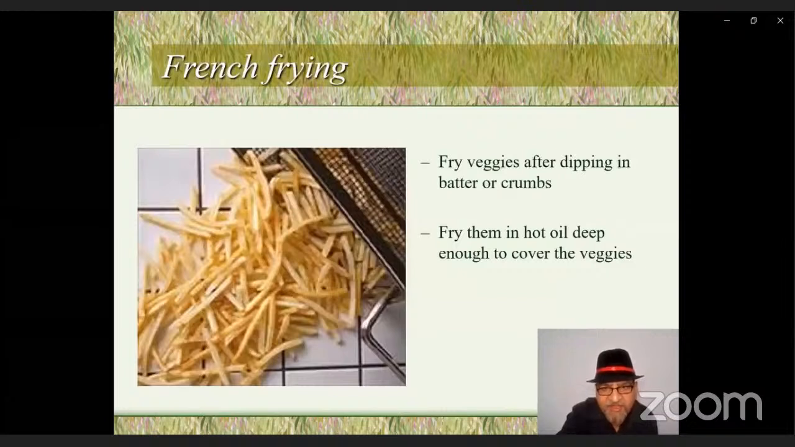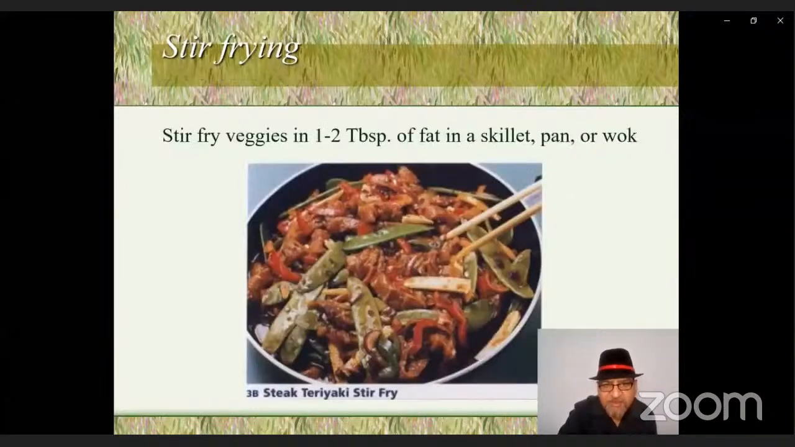French frying. Fry vegetables after dipping in batter or crumbs. French fries are not fried in batter or crumbs, but if you lightly coat the fingers to fry them, the potato French fries become extra crisp. Fry them in hot oil deep enough to cover the vegetables. Sauteing: use a tablespoon of fat in a skillet, pan, or wok.